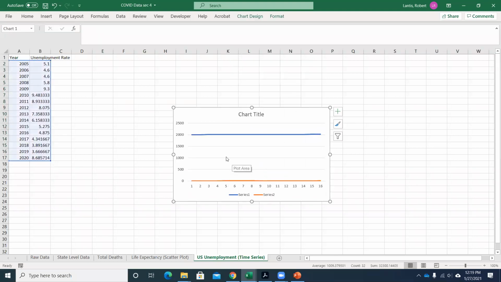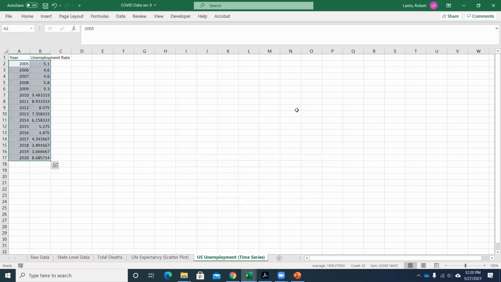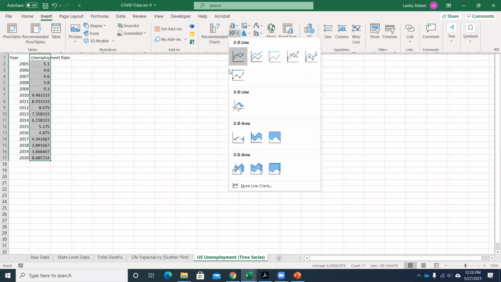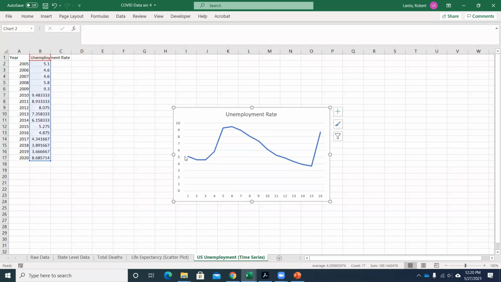But it doesn't, right? When you use that line graph option, it essentially treats those variables like they're both different variables, and these are Y values, right? So we can't do that, but what we can do is select this unemployment rate variable, go to Insert, and put a line graph in. So now I've got all my unemployment rates plotted, but I don't know what years these are, right?